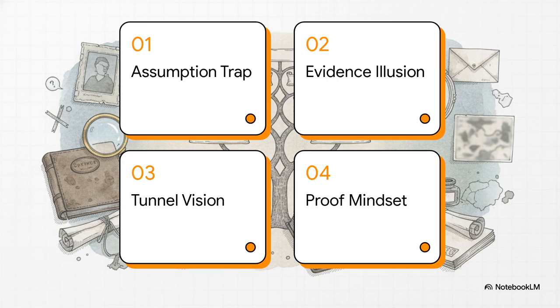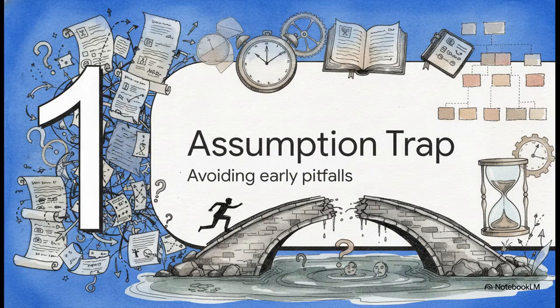Now, to make these 20 common mistakes super easy to digest, we've grouped them into a roadmap of 4 distinct traps that we are going to systematically dismantle today. Number 1, avoiding the assumption trap. 2, escaping the evidence illusion. 3, curing genealogical tunnel vision. And 4, adopting the proof mindset. All right, let's jump right into number 1, the assumption trap, and how to avoid those early pitfalls.